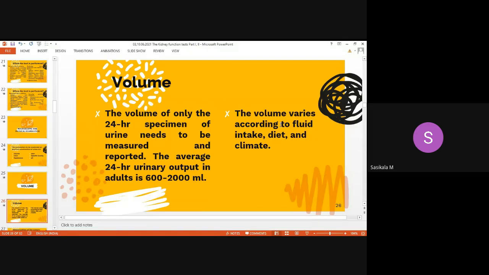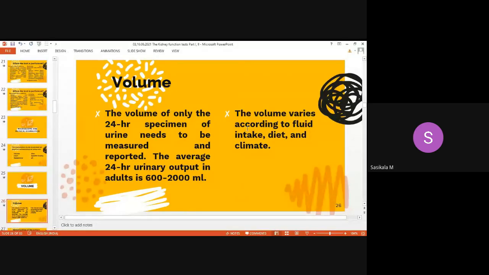Then the volume varies according to fluid intake, diet and climate. According to these 3 conditions, urine output will definitely vary. You should have understood these conditions, right? Fluid intake: if you drink more water or more fluids like juices, whatever liquid items, then output will be more. If your diet has more liquid items, that will also induce urine output. Then climatic condition: in cold climate, urinary output will be higher compared with hot climate. So these are the different factors which will vary the urine output from the normal range.